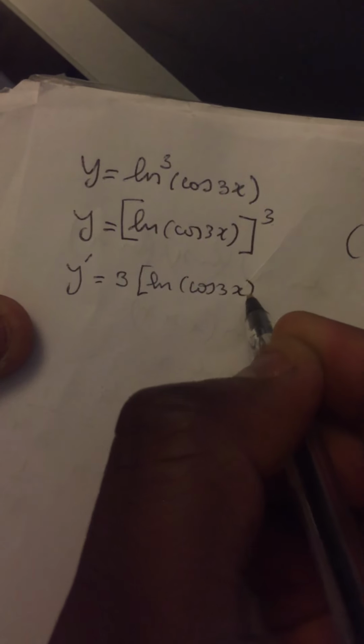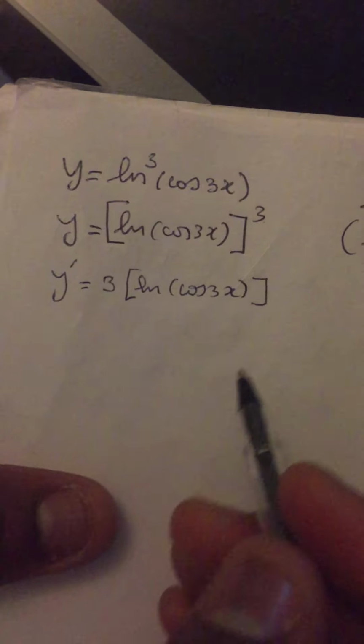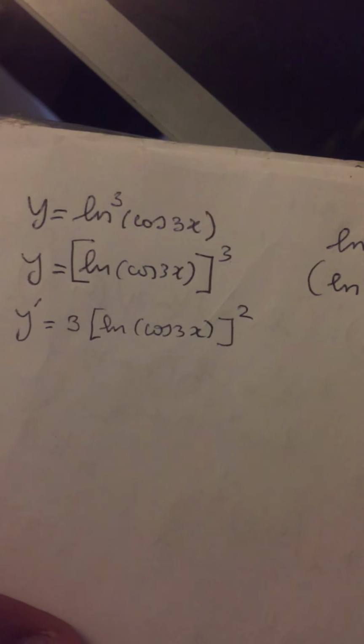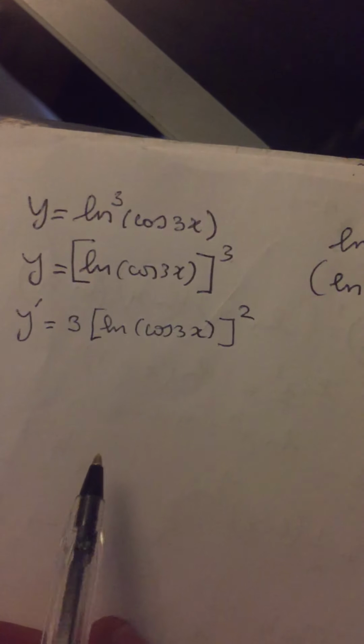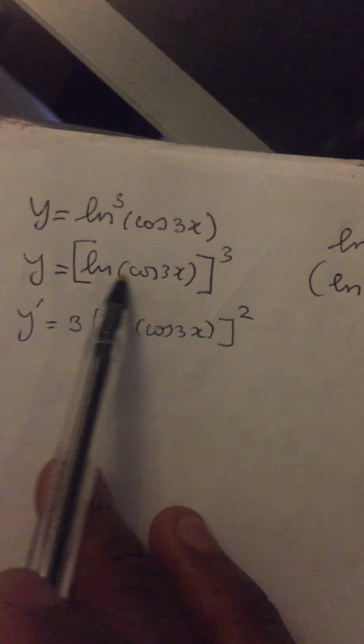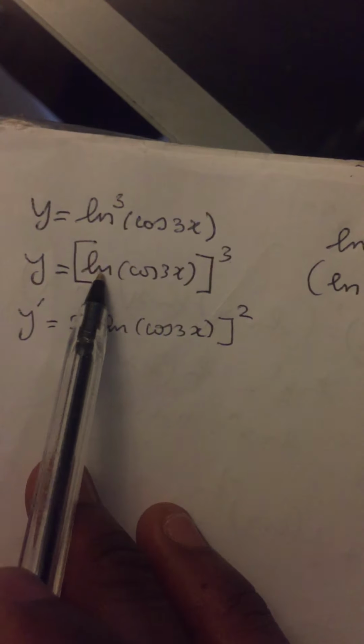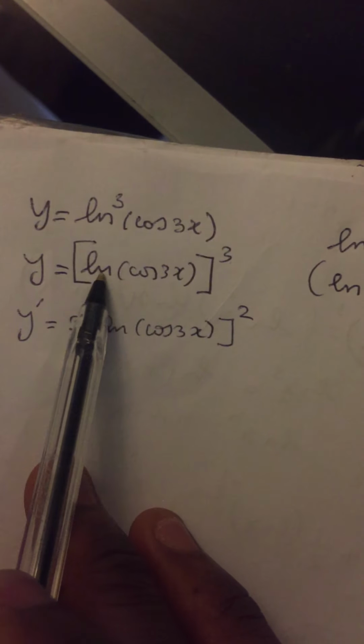So here I start differentiating. I'll put y prime. The chain rule says I must deal with the exponent first. It's gonna be 3 ln of cos of 3x, everything else remains the same, and then I take the exponent minus 1. Obviously I'm gonna have 2. After I deal with that, I go inside. What is inside is ln of cos 3x.